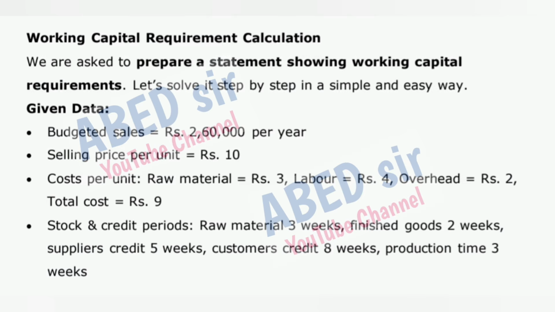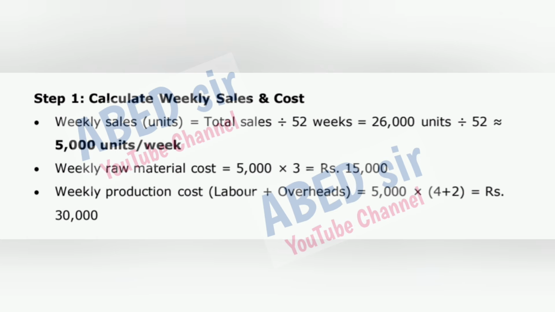Costs per unit: raw material is equal to 3 rupees, labor is equal to 4 rupees, overhead is equal to 2 rupees, total cost is equal to 9 rupees. Stock and credit periods: raw material 3 weeks, finished goods 2 weeks, suppliers credit 5 weeks, customers credit 8 weeks, production time 3 weeks.